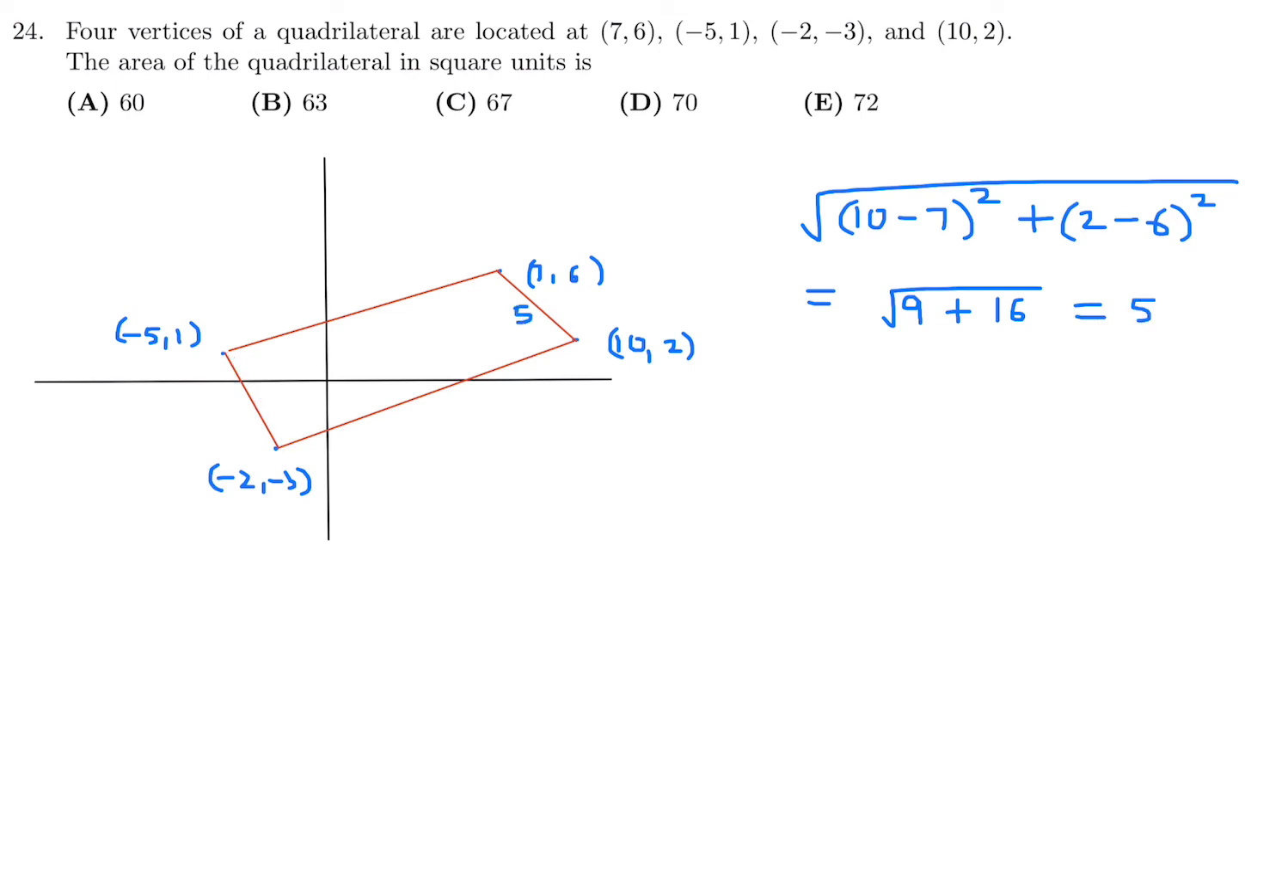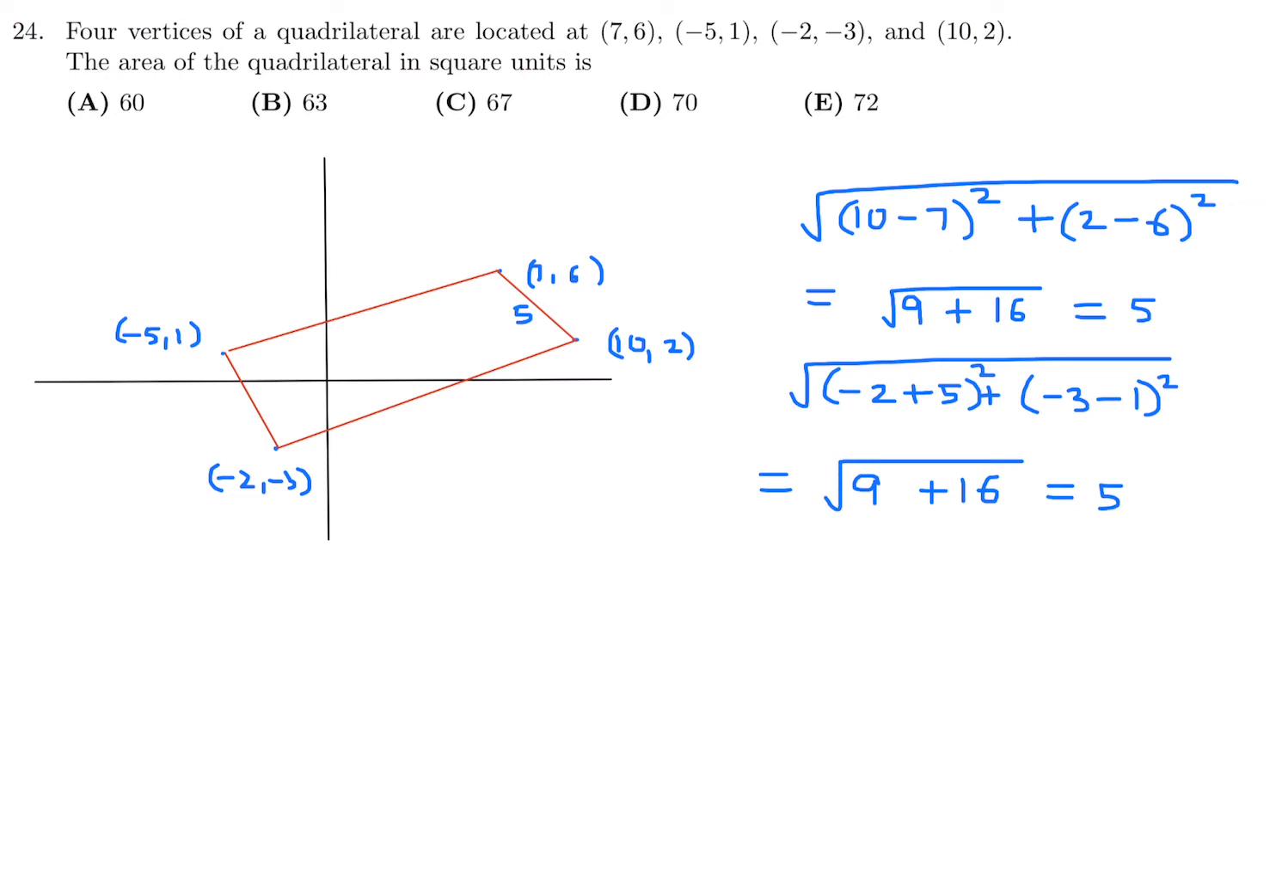Let's do the same thing over here because I've got to figure out what kind of shape this is. So using the same distance formula, negative 2 plus 5, and then minus 3 minus 1 all squared. So this gives me 9 and then 16. So that is again 5. Okay, that's very helpful, that is 5.